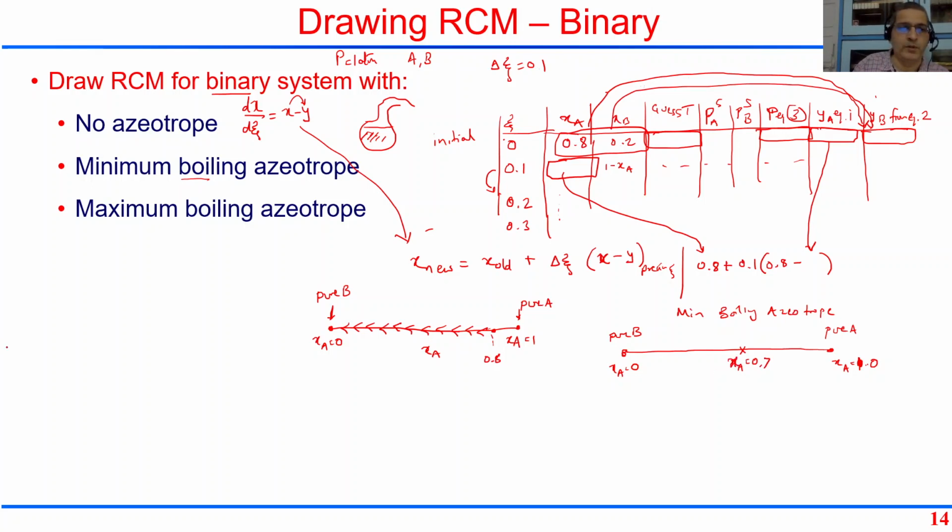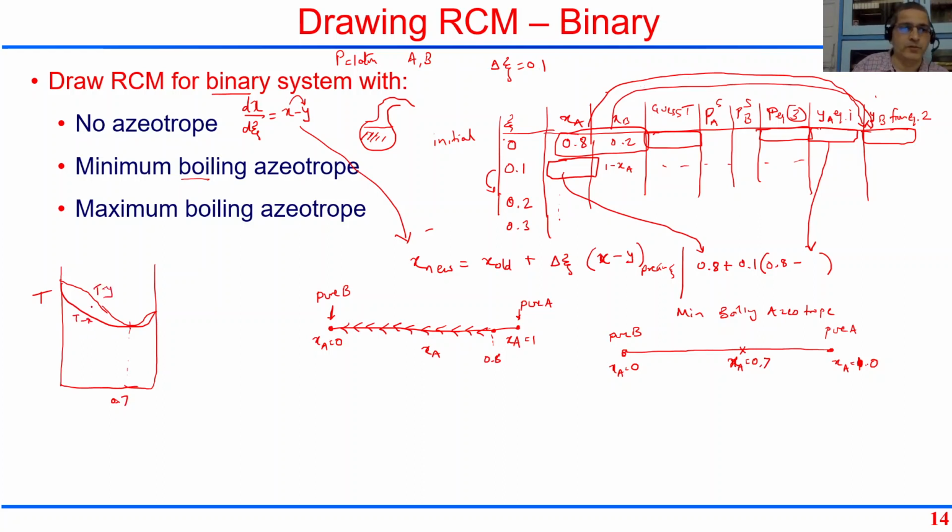Recall when we talked about this, our Txy curve was looking like this. So suppose this was 0.7, T, x and y. This was the Tx curve, this was the Ty curve.